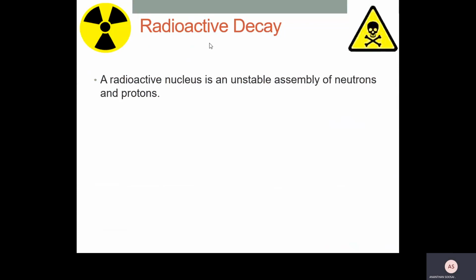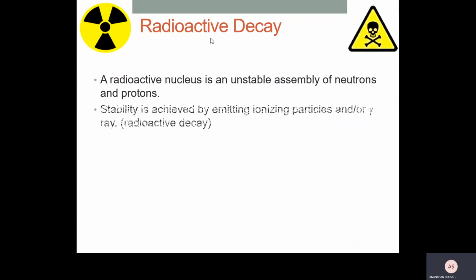Okay, is there a force between the neutron and proton? Yes, nuclear force. It's called nuclear force. Stability is achieved by emitting ionizing particles and gamma rays. Stability is achieved by releasing some energy from the nucleus, and radioactive decay makes them become stabilized.